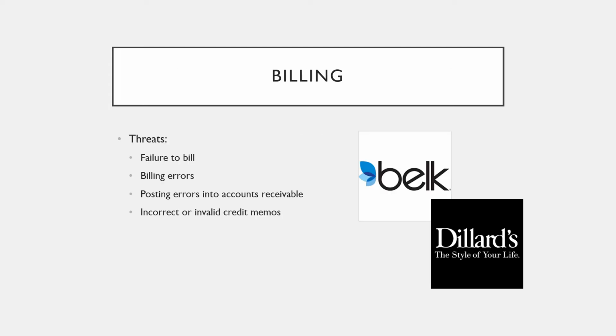Billing clients is another process in the revenue cycle. It is important to know how to protect each process against threats. Threats in the billing cycle include failure to bill, billing errors, posting errors into accounts receivable, and incorrect or invalid credit memos. However, there are several controls a company can put in place to avoid these threats or correct any errors made. For instance, Belk and Dillard's are two higher-end department stores that handle threats to billing similarly to that of retailers.